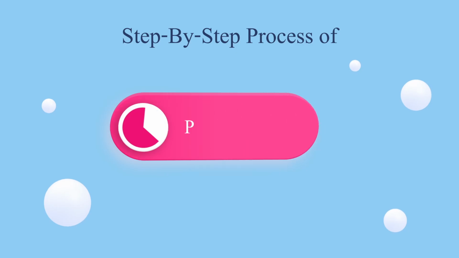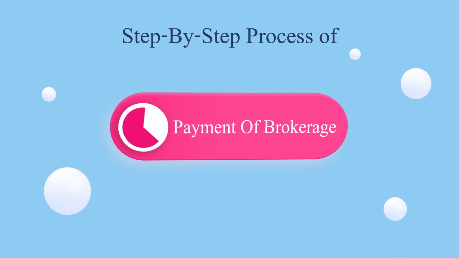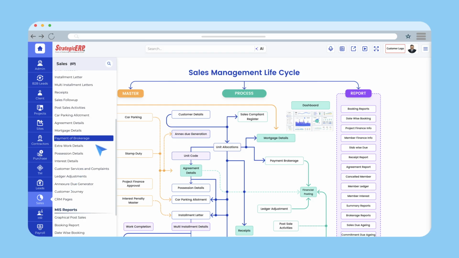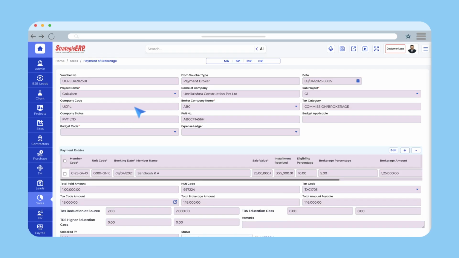Let us understand the step-by-step process of performing payment of brokerage in StrategicERP. Navigate to the Payment of Brokerage form under the Sales Management module. The voucher number will be auto-generated upon form selection. Select the date on which the brokerage is to be paid.